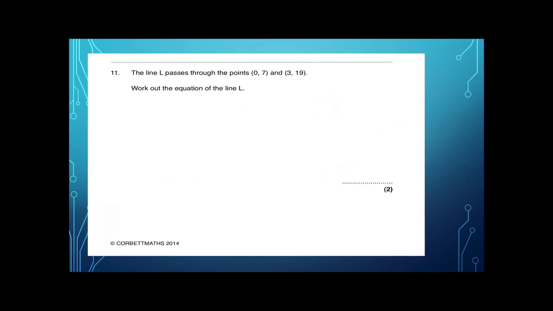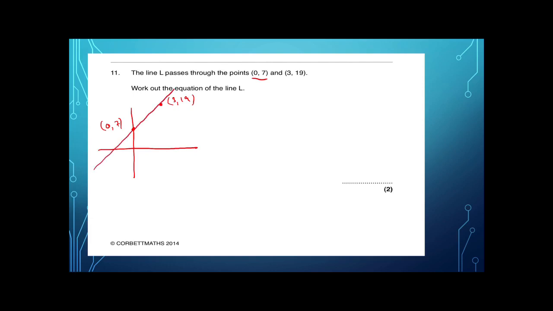The line passes through the points 0, 7 and 3, 19. Work out the equation of the line. I'm actually going to draw a little sketch for this. You don't need to do it, but I am going to do that. So it goes through 0, 7 and 3, 19. It's only a sketch, so it doesn't have to be accurate.